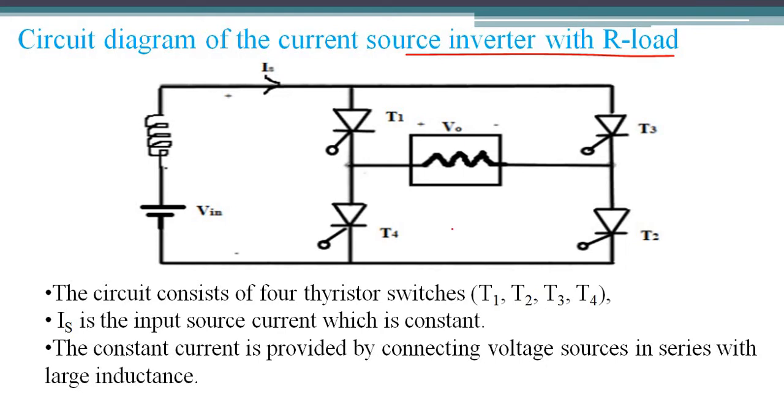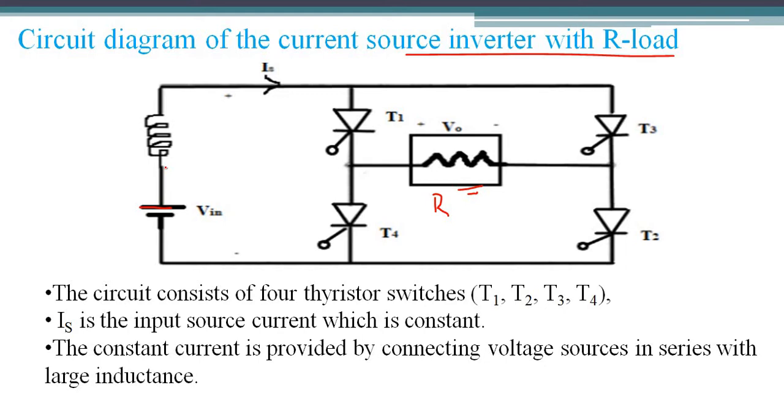It consists of 4 thyristors, T1, T2, T3, T4, and here is the resistive load. This is the R load, with a voltage source in series with a large inductance. In reality, we know that there is no ideal current source, so we need to make one. For that purpose, we can provide a constant current by connecting a voltage source in series with a large inductance.